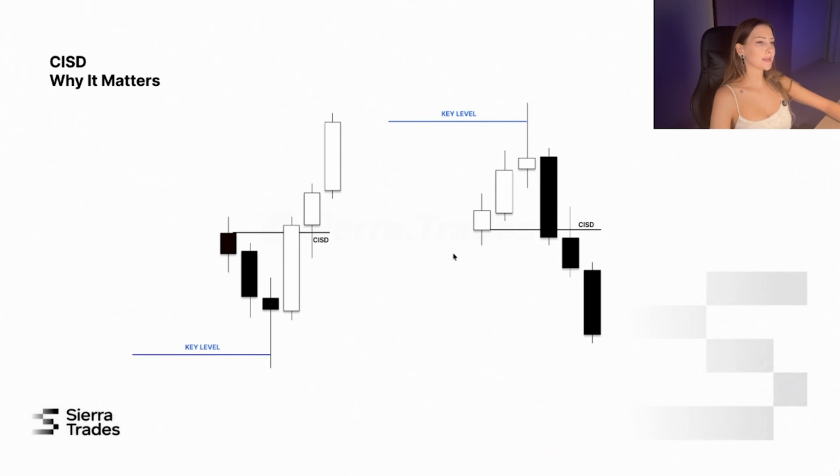Now here's why this actually matters, and it's not just the definition you have to memorize. When you see a CISD form, it's telling you something specific. It's telling you that liquidity was likely just taken above a high or below a low, that the previous direction has been rejected, and that price is now more likely to deliver the other way. So it's not just a pattern, it's a confirmation that something real happened in the market before price turned away from it.